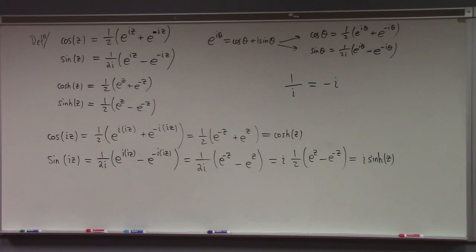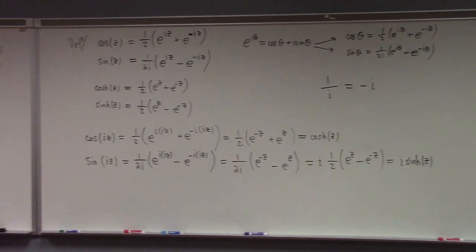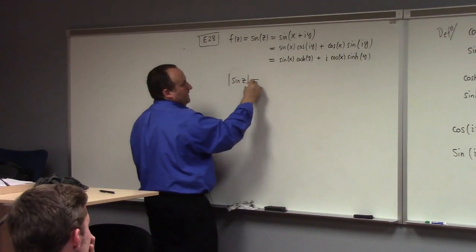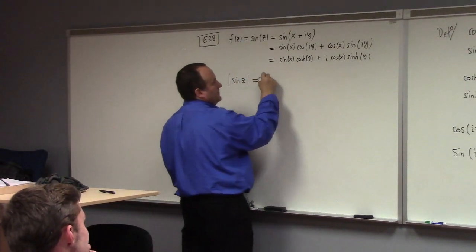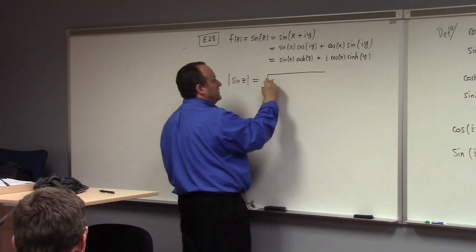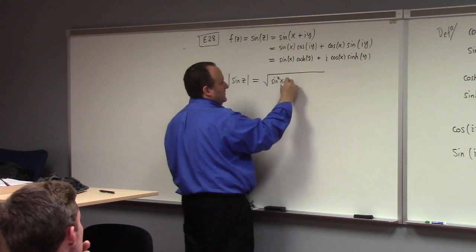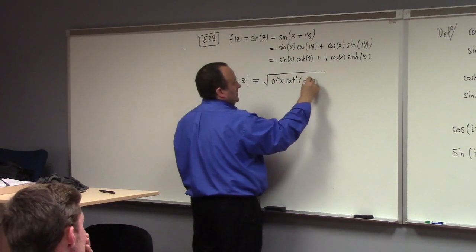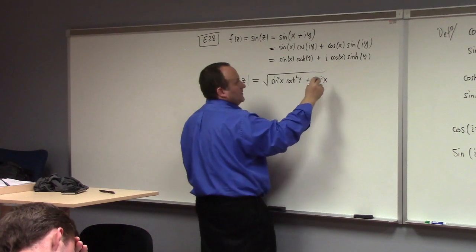Cosh y, right? And then over here, sine of iy is i times sinh y. So i cosine x sinh y. So you can calculate the modulus of sine of z. Square root of what? Here the square root is probably the only way to go. I got sine squared x cosh squared y plus cosine squared x sinh squared y.